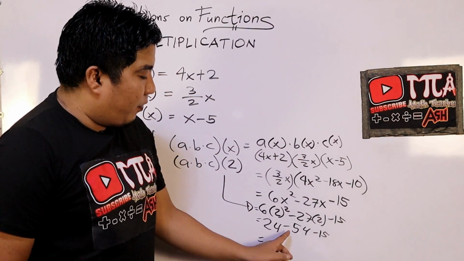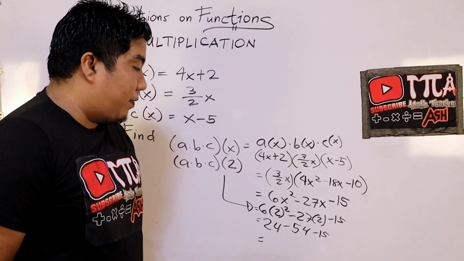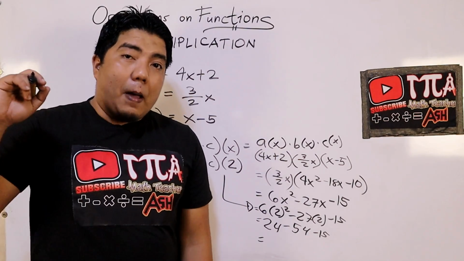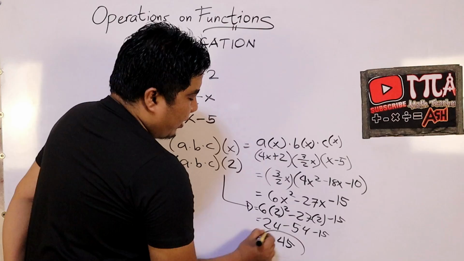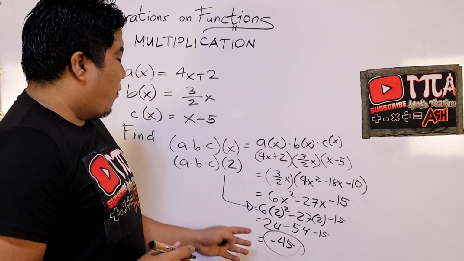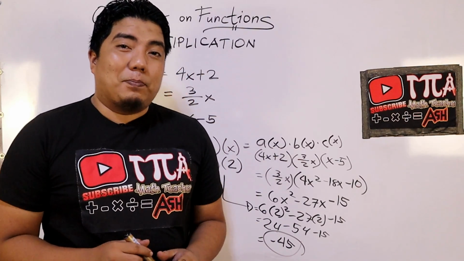By simplifying, 24 minus 54, that is negative 30. Negative 30 minus 15, that is negative 45. And this is your final answer for your second problem.